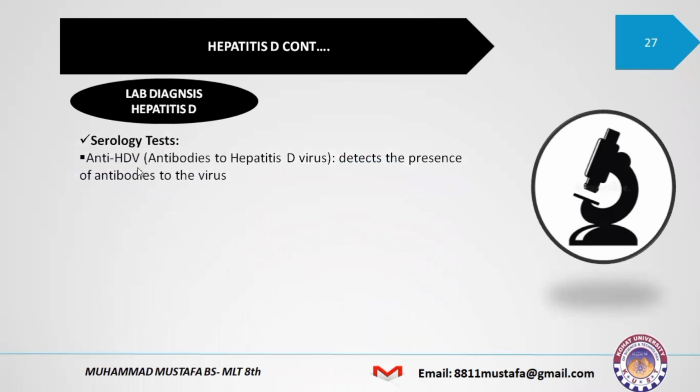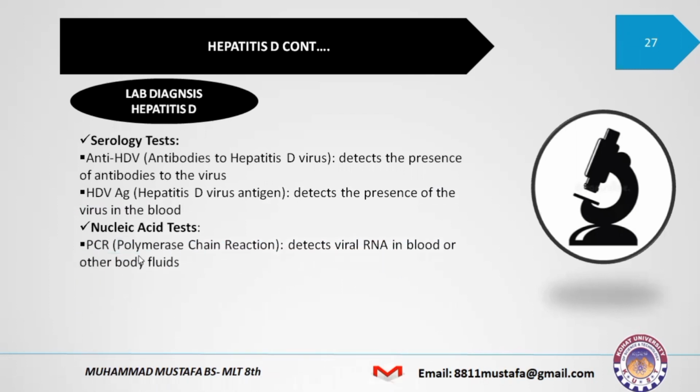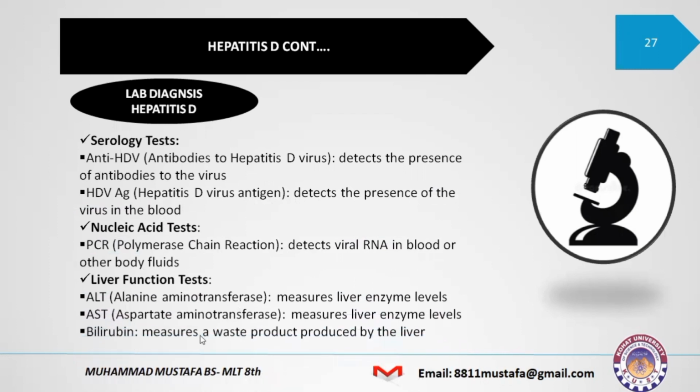Serology: anti-HDV, antibodies to hepatitis D virus, detect the presence of the antibodies to the virus. HDV Ag, hepatitis D virus antigen, detects the presence of the virus in blood. Nucleic acid test: PCR, polymerase chain reaction, detects the viral RNA in blood or other body fluids. Liver function tests: ALT, alanine aminotransferase, measures liver enzyme levels, AST, aspartate aminotransferase, measures liver enzyme levels, and bilirubin measures the waste product produced by the liver.